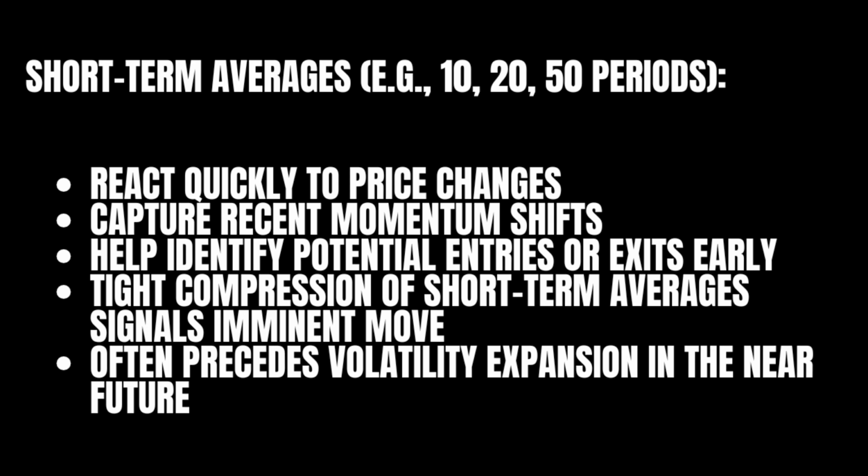Short-term averages are going to be the 10, the 20, the 50. These are going to react more quickly to price changes. It's going to capture recent momentum, and it's going to help spot potential entries or exits earlier, right? The tight compression among short-term averages often signals an imminent quick move or a volatility expansion in the near future.